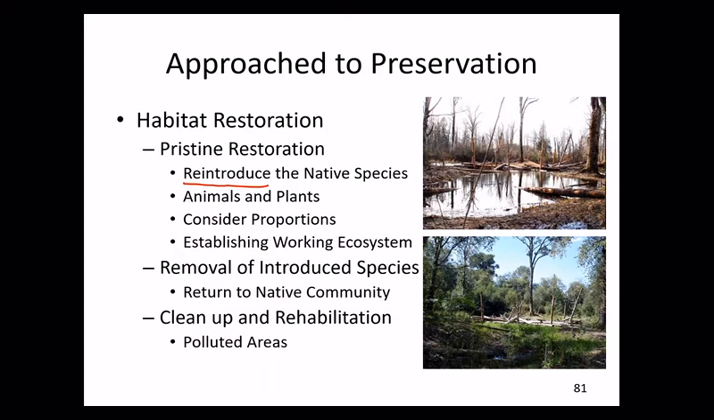Finally, we can look at just simply cleanup and rehabilitation. So areas, think about the mine drainage situation that we have here on campus. Mining has occurred all through this part of western Pennsylvania, which has led to pollution in the streams. So our approach, or at least part of our approach here, has been to remove the iron and the other chemicals that are in there to allow then the polluted areas to begin to regrow and reestablish the natural populations. Okay.